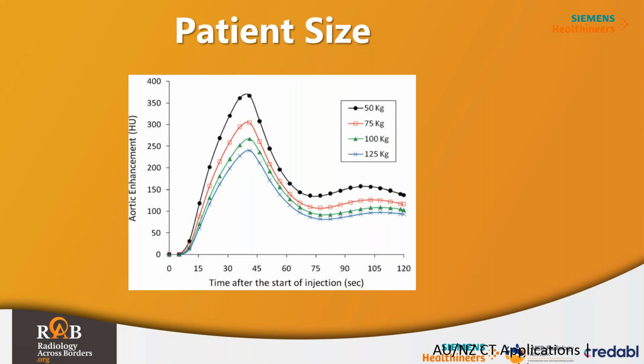When we start looking at patient size, we start looking at the physics. Obviously with a bigger patient, there's going to be more general attenuation, so there's going to be less aortic enhancement. The same goes the opposite way. If you go to a smaller patient, you're going to have less attenuation, so the iodine is going to attenuate it more.